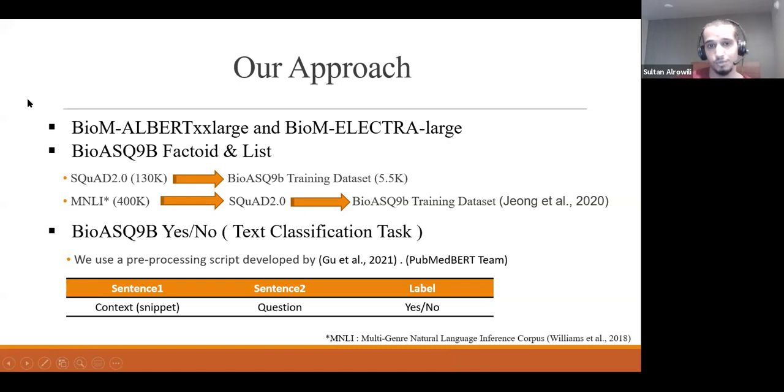For yes/no questions, we adapt a text classification task. Because you have only a label, yes or no, you can adapt the text classification task by having the context as sentence 1 and the question as sentence 2. We use a pre-processing script developed by the BioBERT team. There's a new state-of-the-art paper by Microsoft called BioBERT. I see that a couple of people who participated in the BioASQ challenge use this state-of-the-art model.